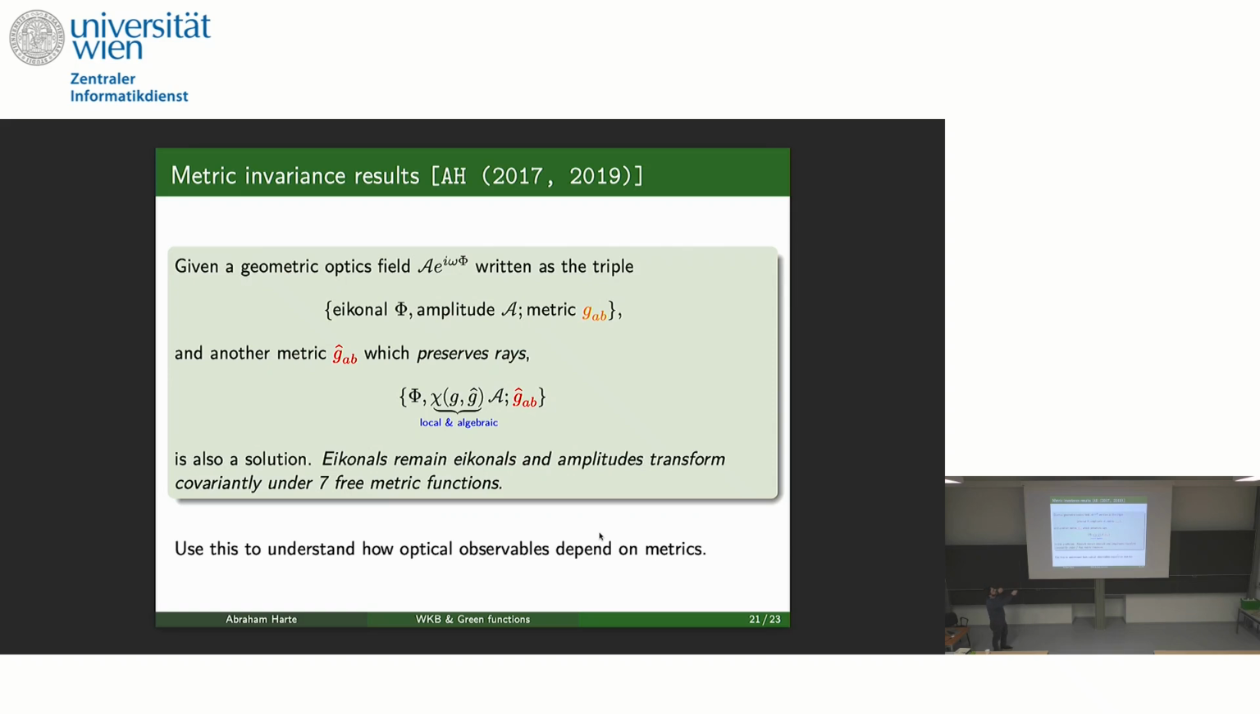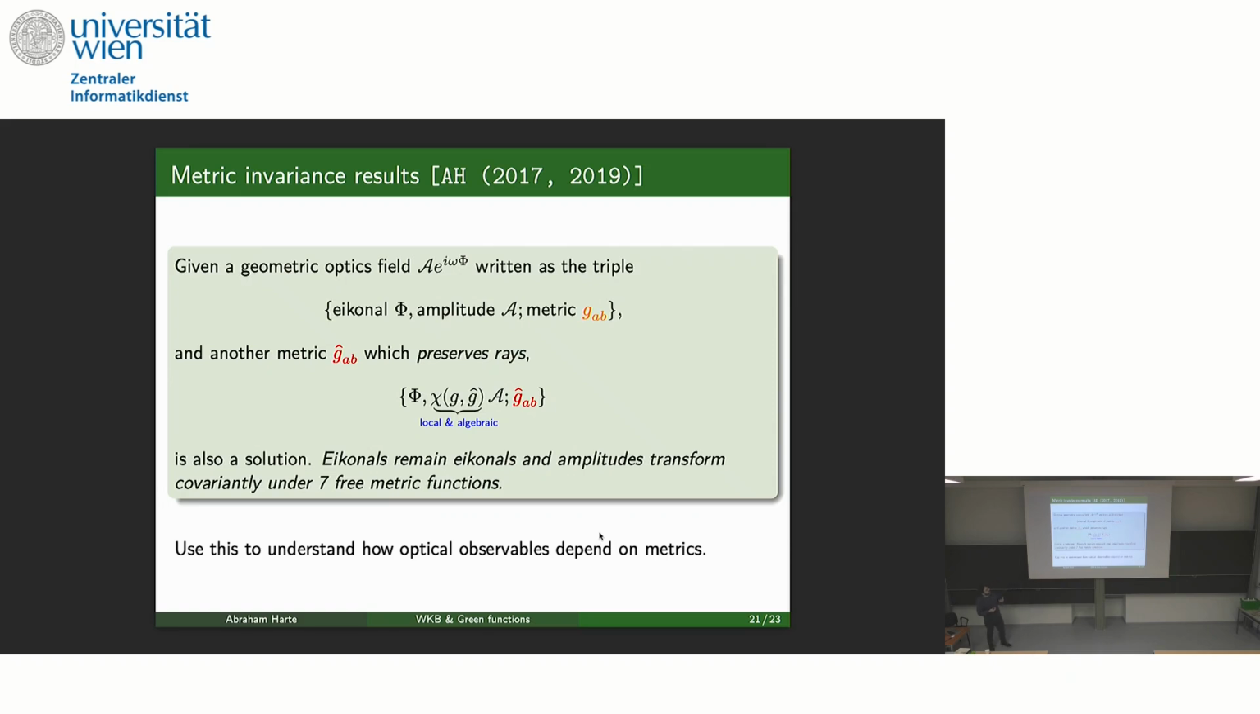Suppose that we have some geometric optics field in the usual sense. We could split this into three pieces: there's our eikonal, we have our amplitude A, and implicitly we also have some metric. So we say this thing satisfies all of the equations of geometric optics in that metric.